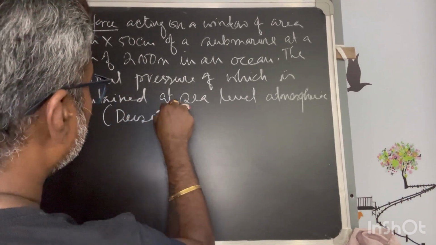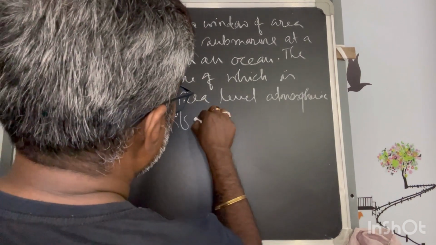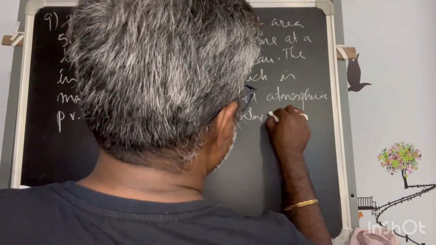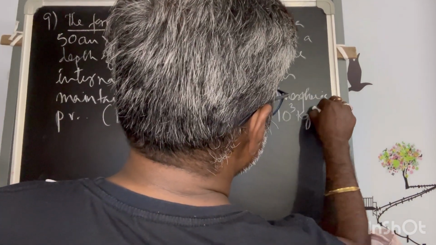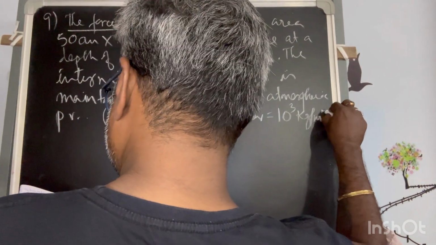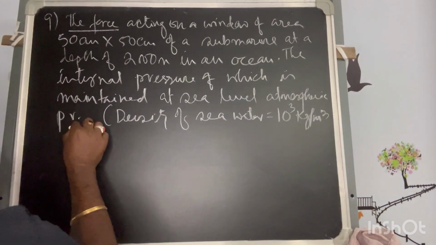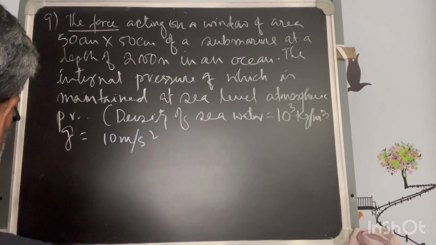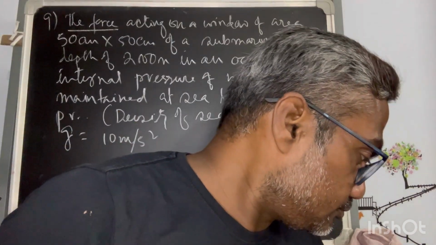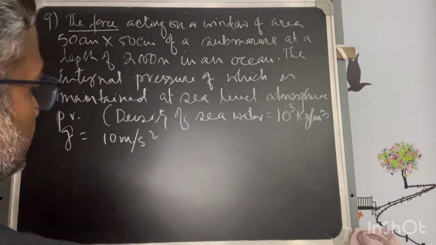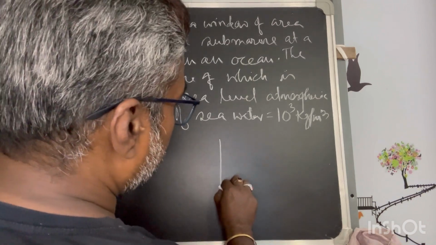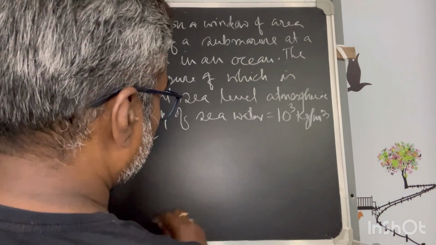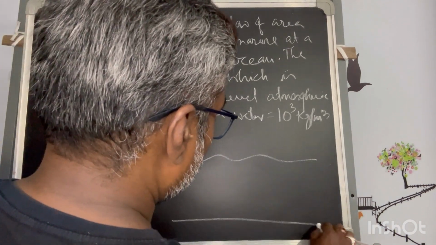Density of seawater is given as 10 cube kg per meter cube, and g, the gravitational acceleration, is 10 meter per second square. Okay, so let me present in a sketch. Let's say this may be the sea, this is the bottom of the sea.